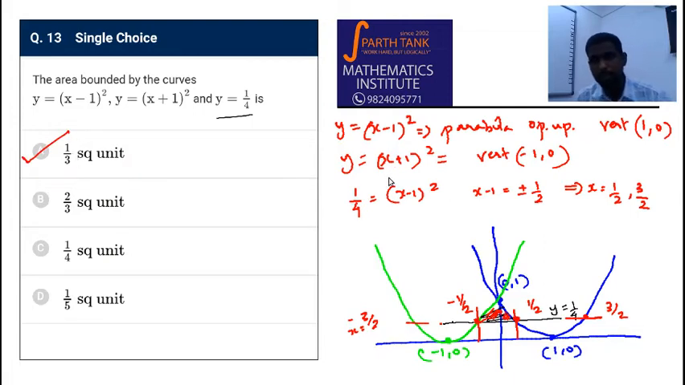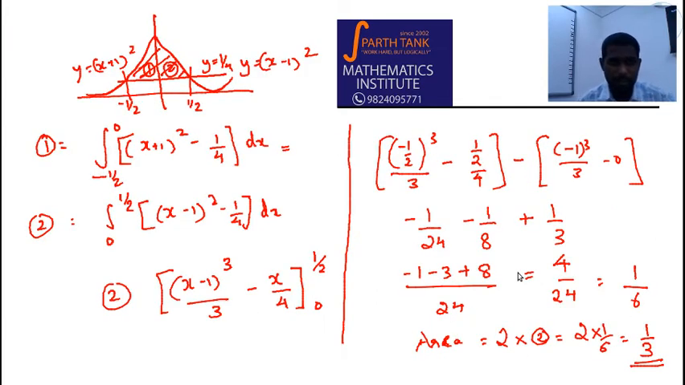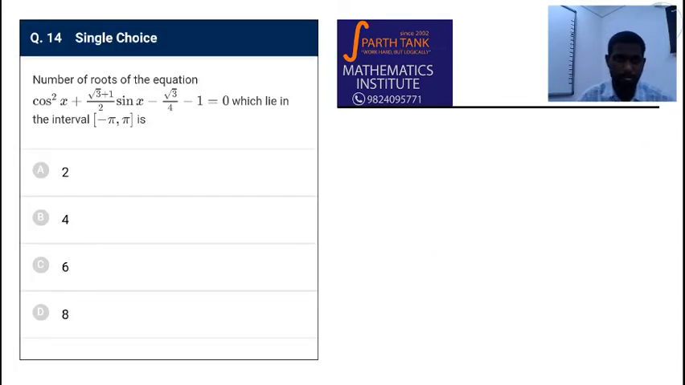Alright. So what we did quickly: the first parabola is an open up parabola, vertex 1, 0. The second parabola is an open up parabola, vertex minus 1, 0. And both are symmetric to each other. Both pass through this point 0, 1. And both are intersected by y is equal to 1 by 4 at equal distances from the y-axis, at x is equal to minus 1 by 2 and x is equal to 1 by 2. Using arguments of symmetry, evaluate either one of these integrals and multiply by 2. You get the answer. Moving on to question number 14.